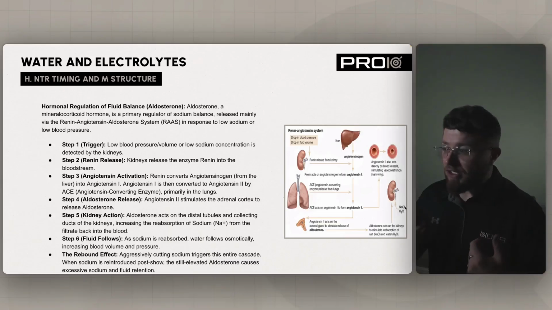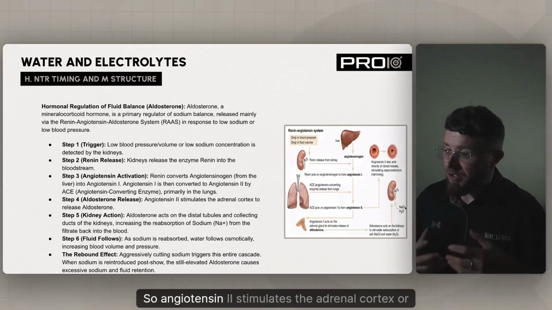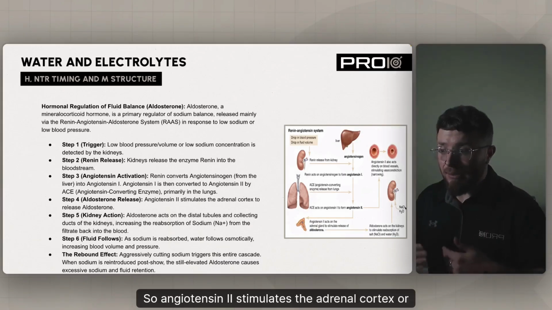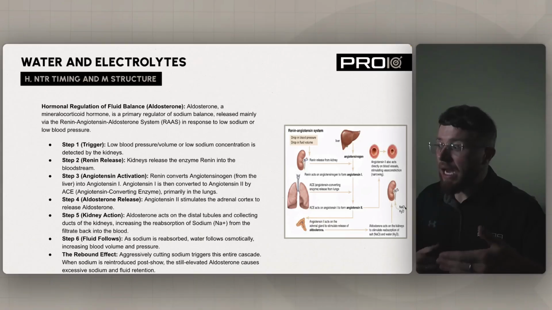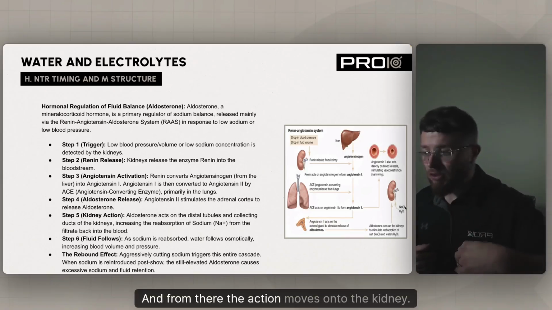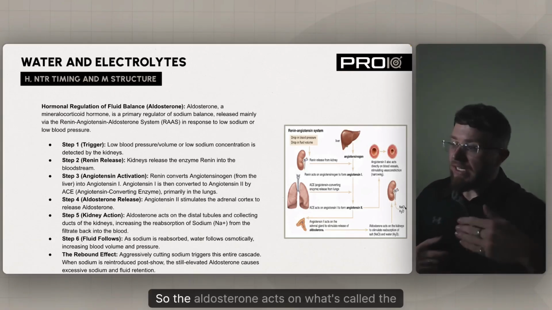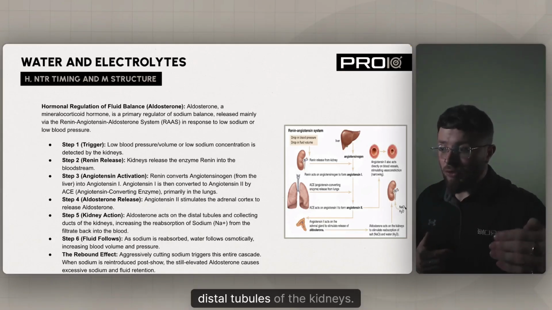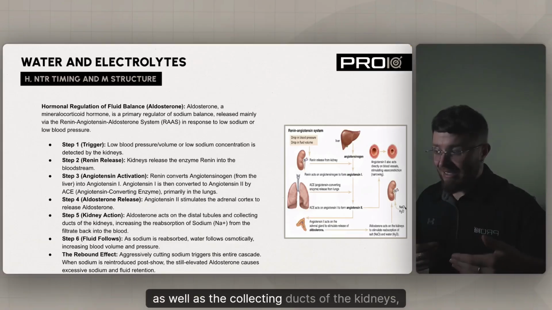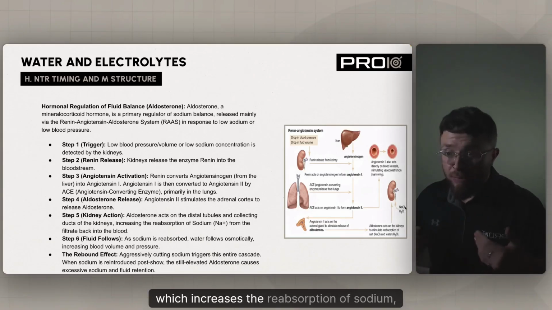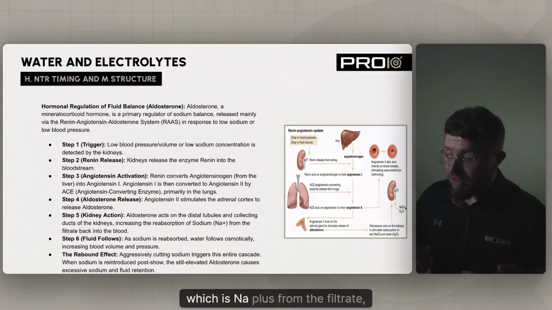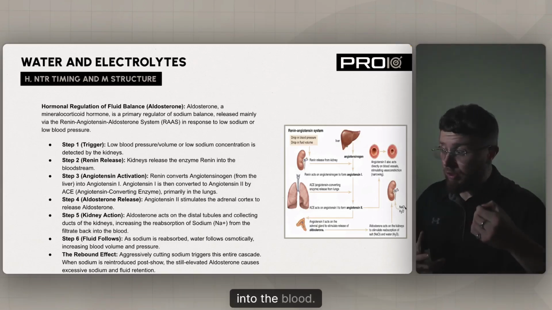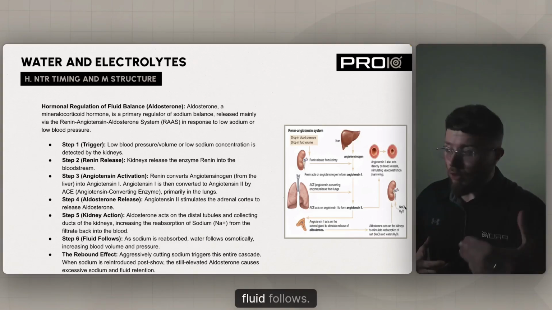Step 4 is aldosterone release. So angiotensin 2 stimulates the adrenal cortex, so stimulates the adrenal gland, to release aldosterone. And from there, the action moves onto the kidney. The aldosterone acts on what's called the distal tubules of the kidneys, as well as the collecting ducts of the kidneys, which increases the reabsorption of sodium, which is Na+, from the filtrate into the blood. From there, fluid follows.